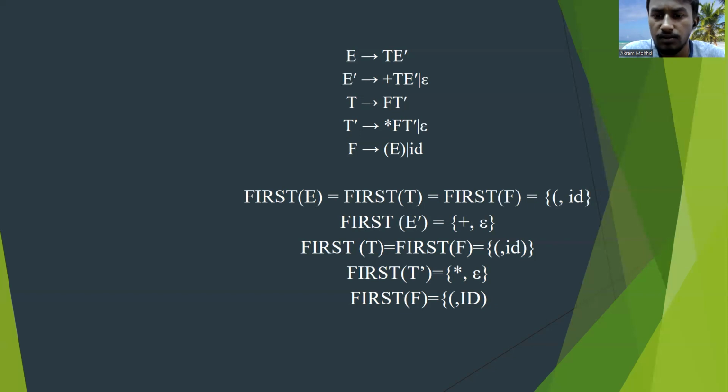Then first of E dash will be plus and epsilon, and similarly we'll find first of T. First of T is first of F, and similarly we'll get parenthesis and ID. The first of T dash is star and epsilon, and the first of F is opening parenthesis and ID.